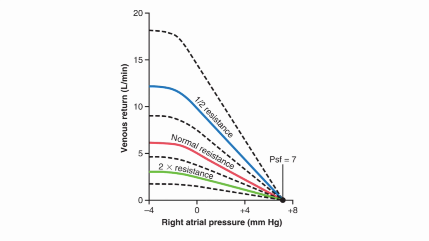When right atrial pressure rises to equal the mean systemic filling pressure, venous return goes to 0 no matter how much resistance there is. So this is why the curve does not shift with increasing or decreasing resistance, only the slope changes.